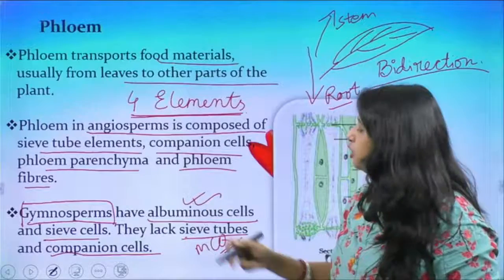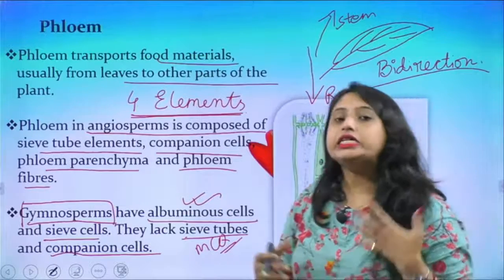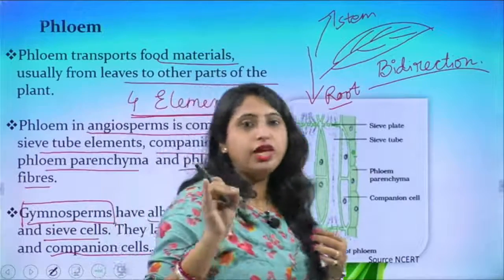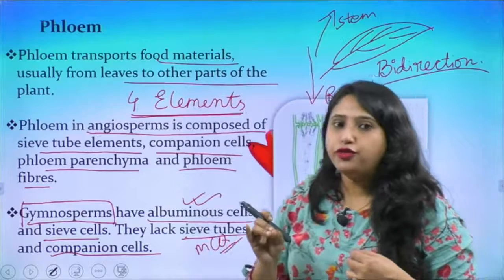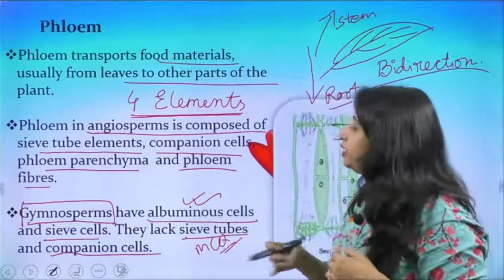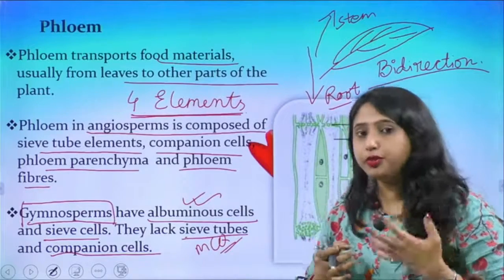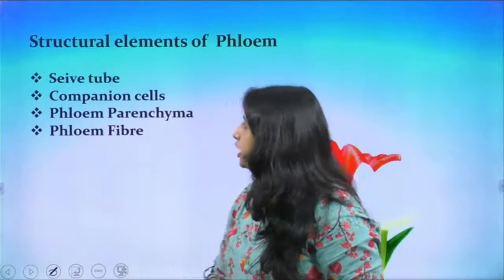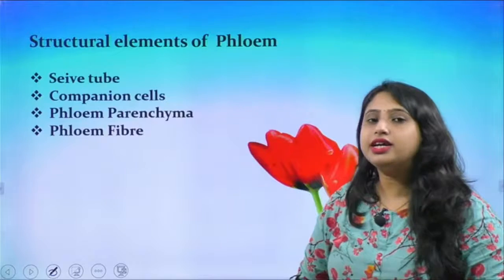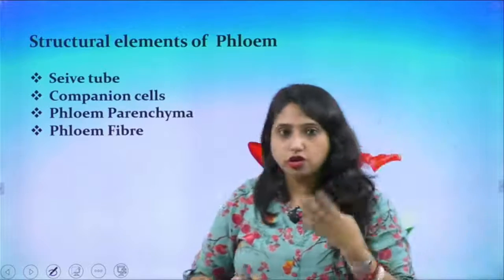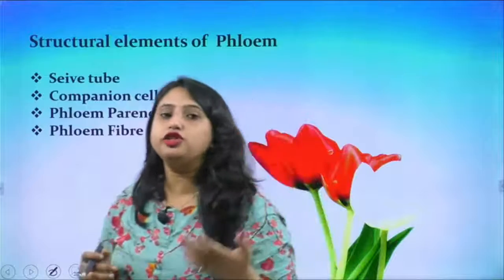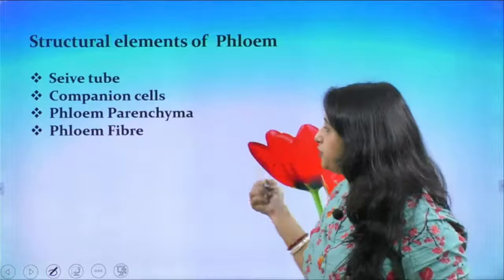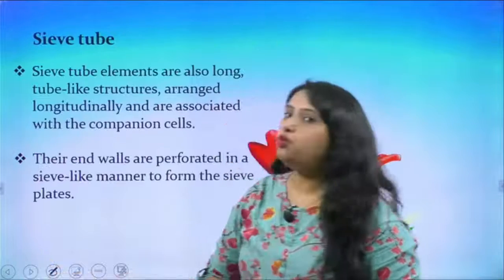Now, what are these albuminous cells? These albuminous cells are specialized parenchyma cells. They are one type of parenchyma cells that help in the storage and the preparation of food in case of gymnosperms. Here you can see clearly the 4 different elements of the phloem: the sieve tube, companion cells, phloem parenchyma and the phloem fibers. So let us learn one by one.